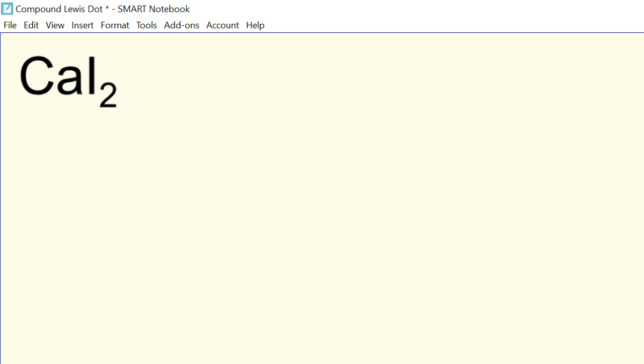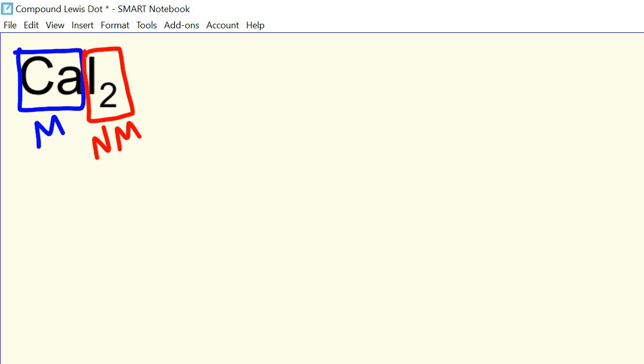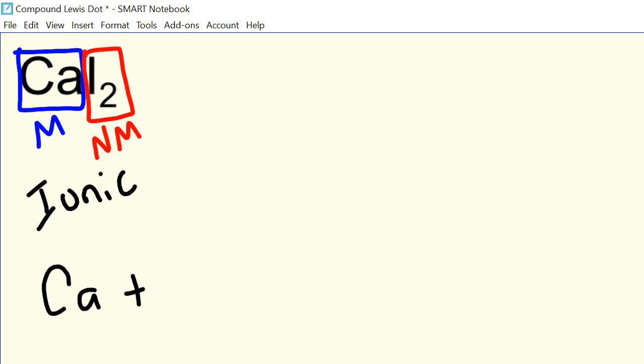Here's another one for you. We have calcium. Calcium is a metal. Iodine is a nonmetal. So again, a metal and a nonmetal are going to create our ionic bond. Again, start with the individual atoms: calcium, iodine, and iodine. Calcium has 2 valence electrons, so 1, 2. Iodine has 7.